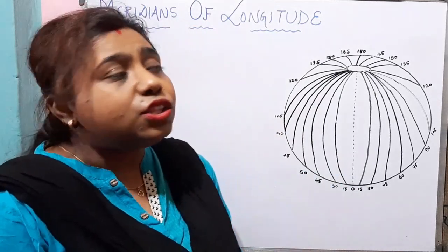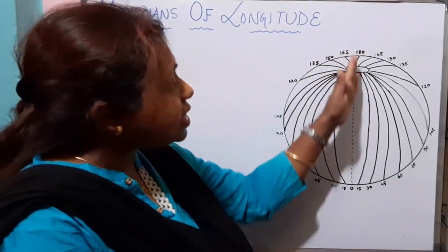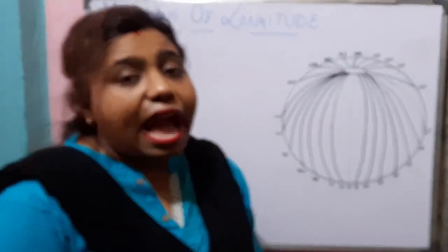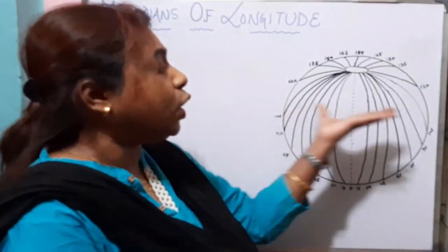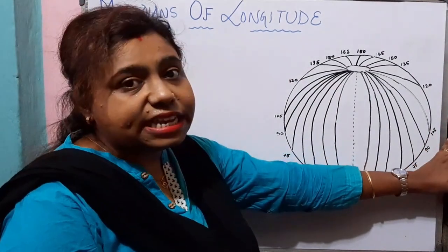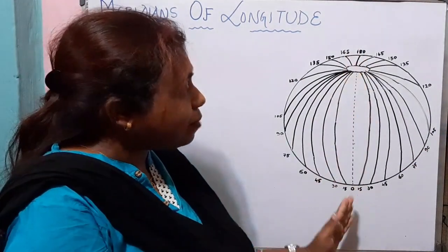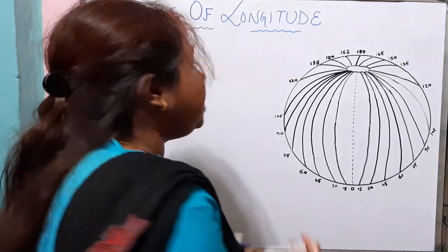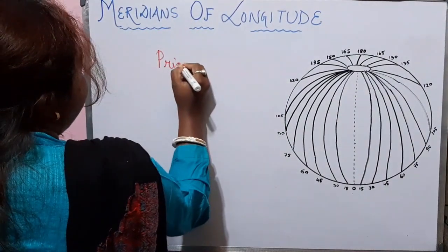Now we will see that, like the equator, there is another imaginary line that passes through the middle of the earth and divides the earth into two equal halves, called the western hemisphere and the eastern hemisphere. Now what is this imaginary line called? This imaginary line is called the prime meridian.